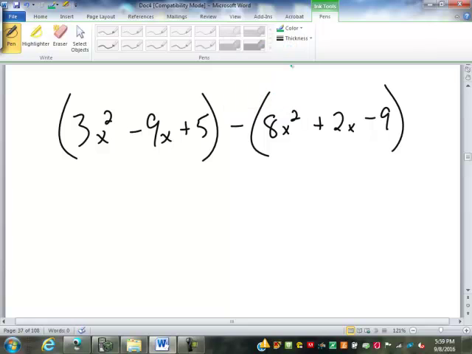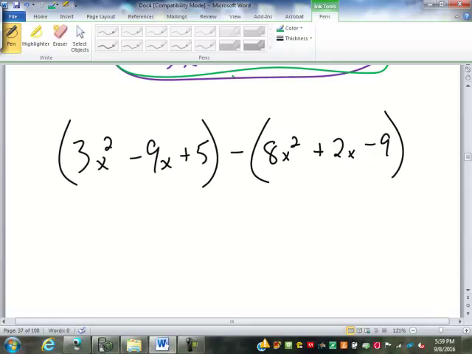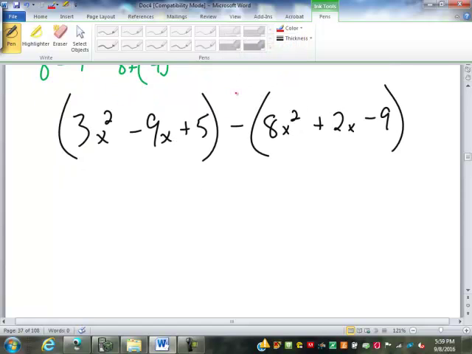Rather than setting it up in columns like we did, you can change, just like when we were doing subtracting, if we had 8 minus 4, we said you can change that to 8 plus a negative 4. The same thing applies here. I'm going to change this to plus a negative. Well, to make that a negative, everything in here has to change. So this becomes a negative 8x squared. This becomes a negative 2x. And that becomes a positive 9.